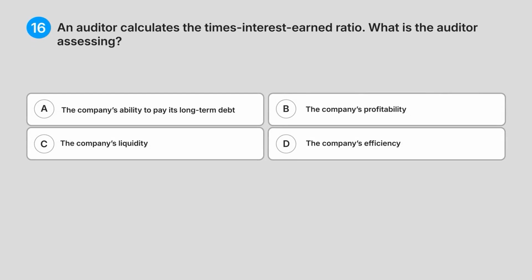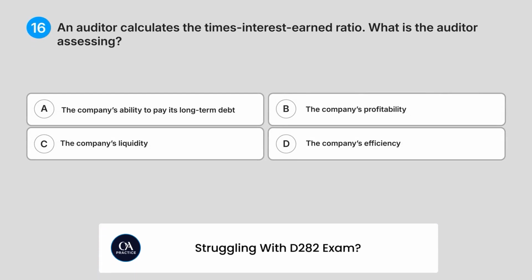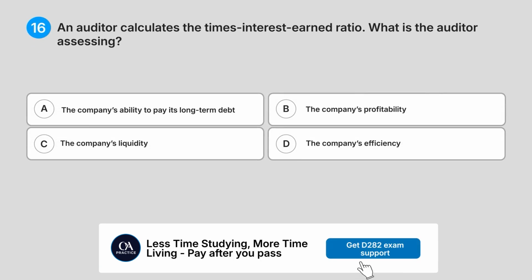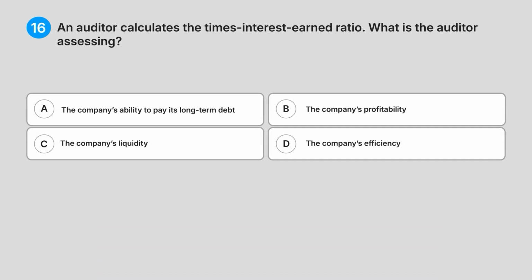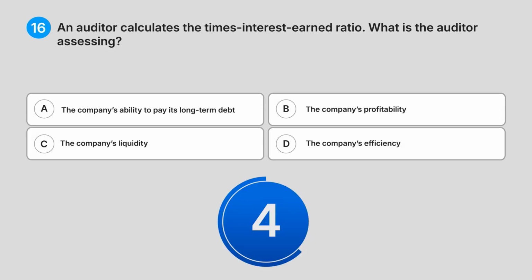16. An auditor calculates the times interest earned ratio. What is the auditor assessing? A. The company's ability to pay its long-term debt. B. The company's profitability. C. The company's liquidity. D. The company's efficiency. What do you think is the answer?